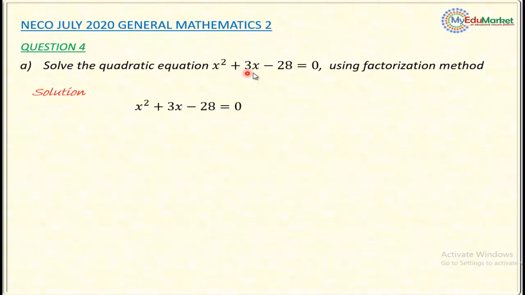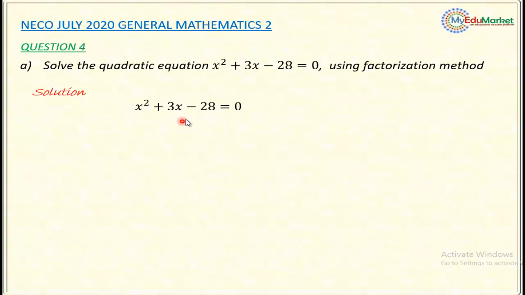To solve this by the factorization method, I have to get the factors. They are the factors that I multiply to get negative 28 and add to get plus 3. Those factors are what I now use in the middle, so that instead of 3 terms on the left hand side, I am going to have 4 terms. I'm going to replace the positive 3x with those factors.